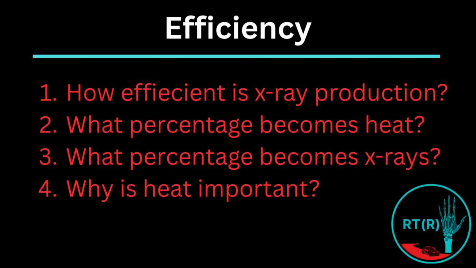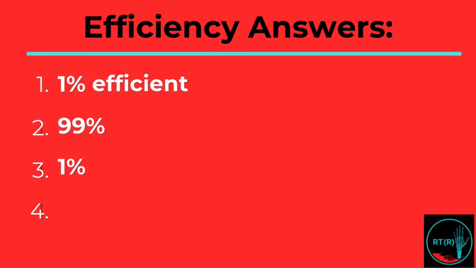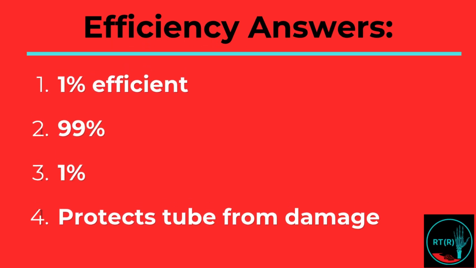And this is the final set of questions. How efficient is X-ray production? What percentage becomes heat? What percentage becomes X-rays? Why is heat important? Let's check your answers. How efficient is X-ray production? About 1%. What percentage becomes heat? 99%. What percentage becomes X-rays? 1%. Why is heat important? To prevent tube damage.